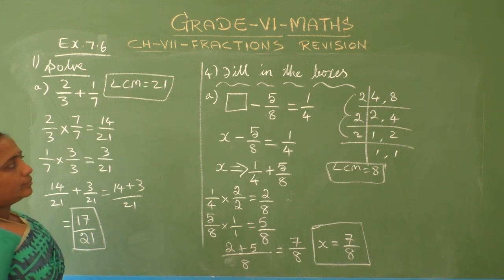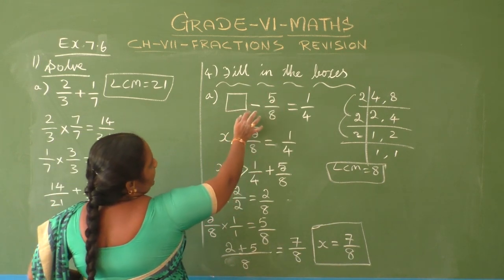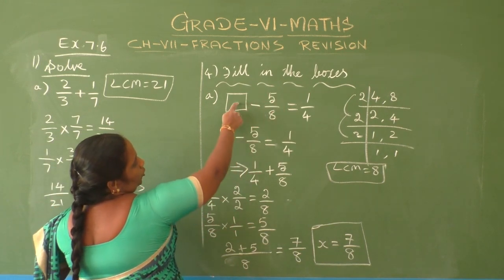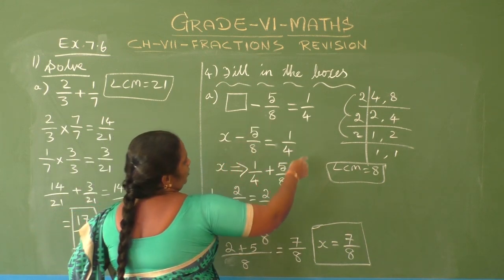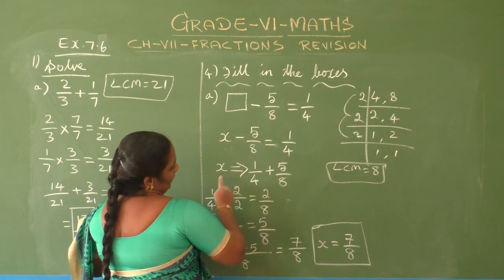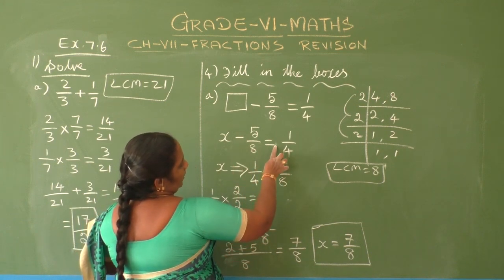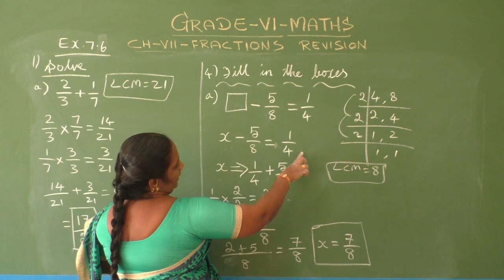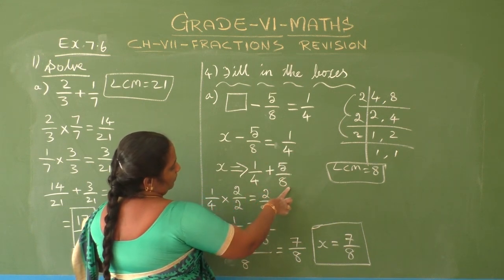One more time I repeat this one. We are going to find this box. We don't know this box number, so I keep x. x minus 5 by 8 equals 1 by 4. So x equals 1 by 4. This side we have minus, and when it goes to the opposite side of the equal symbol it converts to plus. So plus 5 by 8.